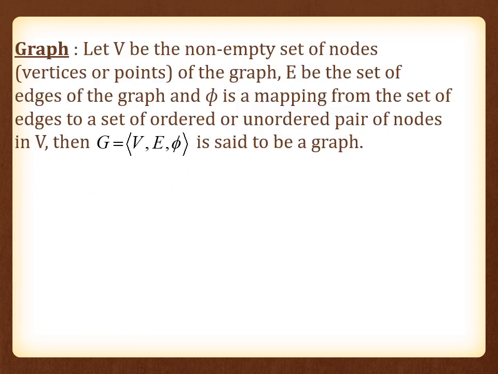Let us check the definition of graph. Let V be a non-empty set of nodes of the graph and E be the set of edges of the graph, and phi is the mapping from the set of edges to the set of ordered or unordered pairs of nodes in V. Then the graph is denoted by capital G and it is a collection of vertices, edges and the mapping phi.